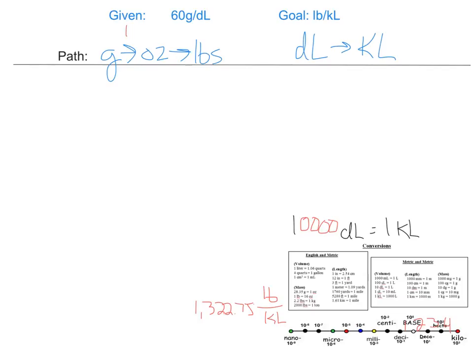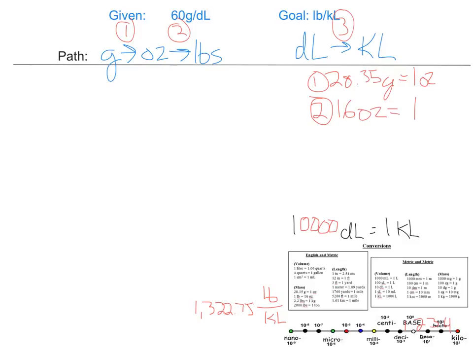Alright, in this case we're going to need 1, 2, 3 different conversions to solve for this. Our first conversion is 28.35 grams is equal to 1 ounce. Second conversion is that 16 ounces is equal to 1 pound. And then our third conversion is going to be the 10,000 deciliters being equal to 1 kiloliter.